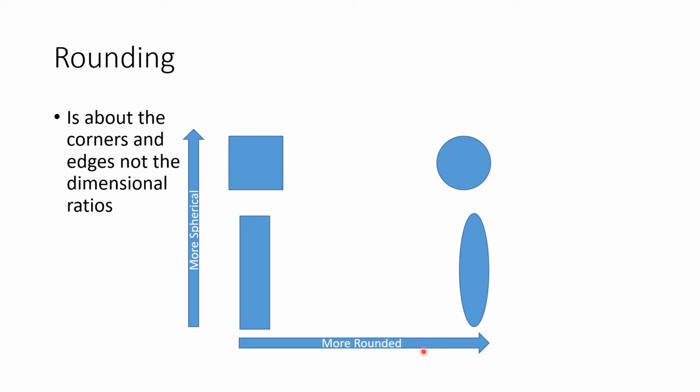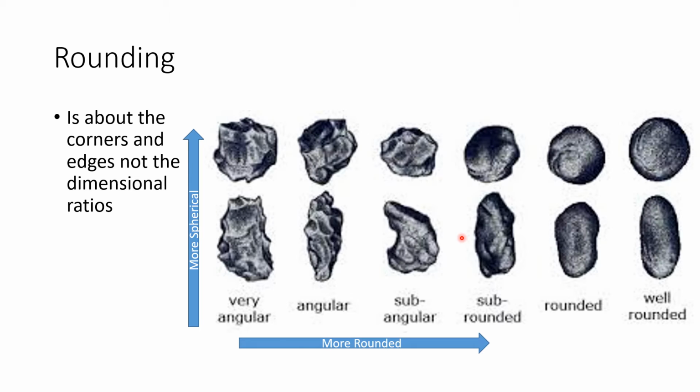On my x-axis, I've talked about rounded. And you see that it's about the corners. So this guy is very rounded, and so is this oval. Even though it's not very spherical, it's very rounded because the corners are rounded off. And so let's look at actual sediment pictures. You see the same idea. So this is very angular, and it looks like it's got little points all over it, sticky-offy things. And then it progressively gets more and more rounded as it goes, and you get rounded sediments, well-rounded sediments versus angular sediments, and somewhere in between.